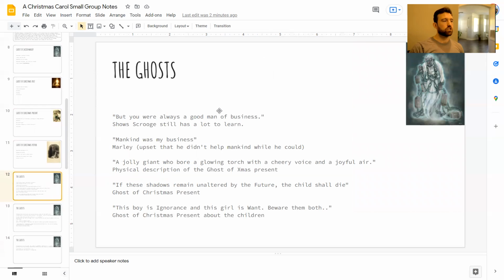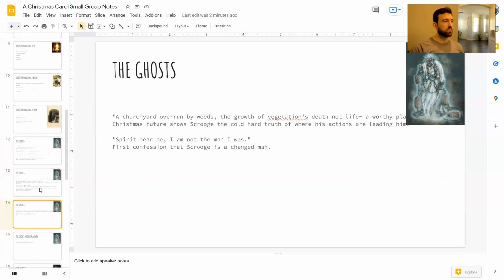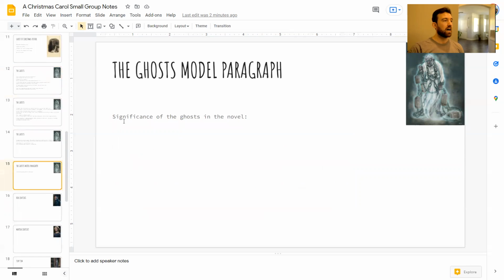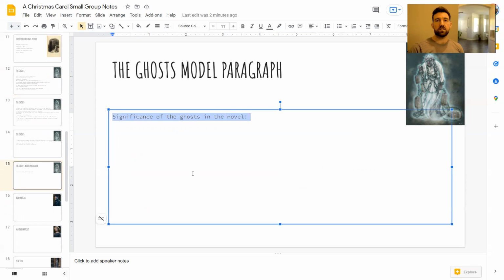Now, I'm going to just generally give you quotes from the ghosts. So I'll try and explain which quotes are from which ghosts. But if the ghosts come up, presentation of the ghosts, it's pretty likely that it will be the ghosts generally. There's a chance that they'll pick out one ghost as the exam board, but it's more likely they'll just talk about the significance of the ghosts in the story. And that's the model paragraph that I'm going to write for you at the end of this session as well. But let's look through some quotes together.